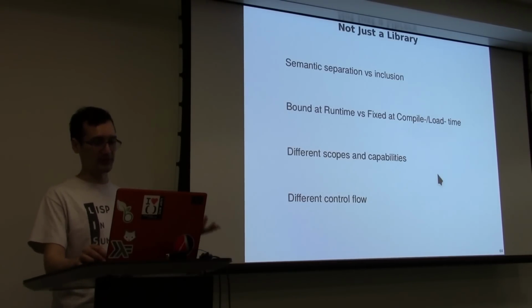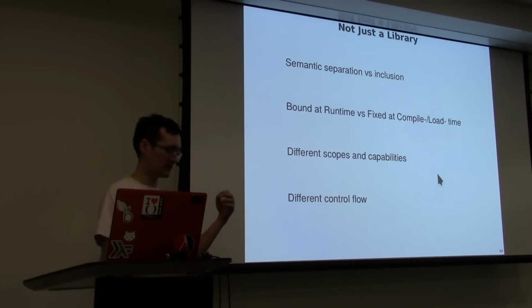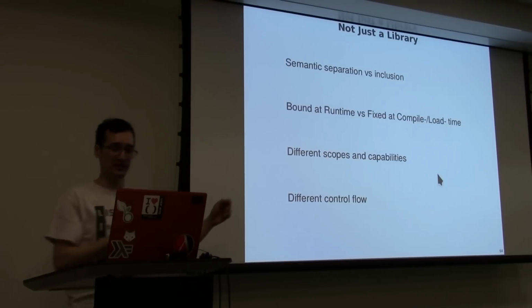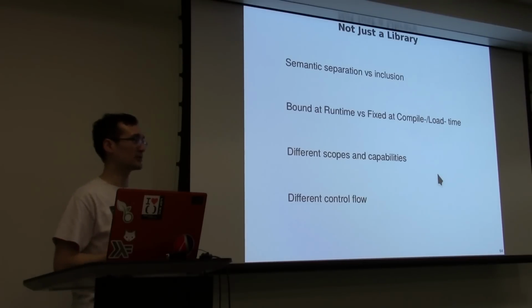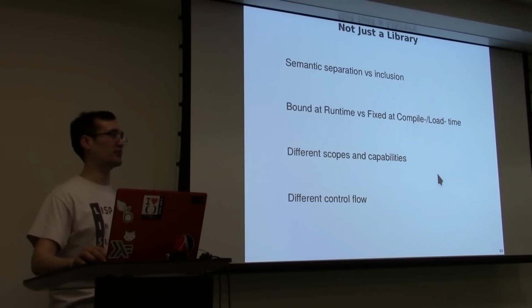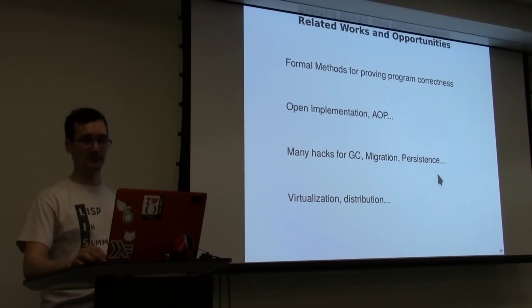And different control flow, once again: an implementation metaprogram can instrument each and every implementation instruction. It can parallelize, it can change the order of instructions. As long as abstract meaning is preserved, it can do all kinds of things. A library cannot do that. A library cannot change the control flow of the program it's running. So it can do both more and less than a library. It's a different concept. And there are many related works and opportunities, so this is the end of the talk.